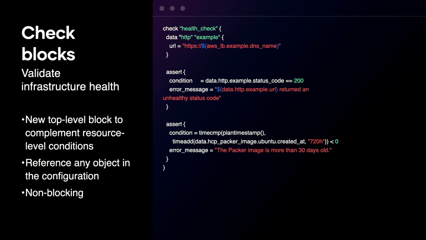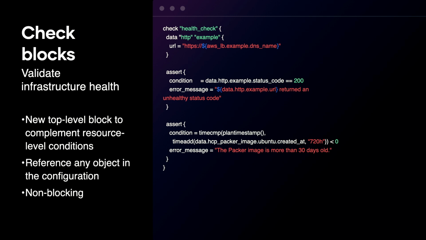The other big feature is check blocks. So again, going back to last year, Terraform 1.2, we introduced preconditions and postconditions. Now these were in the lifecycle block, so they were part of a resource or data source scope. And they're great for enforcing assumptions on those elements. But they couldn't necessarily see holistically across the entire configuration. That is what check blocks are for.